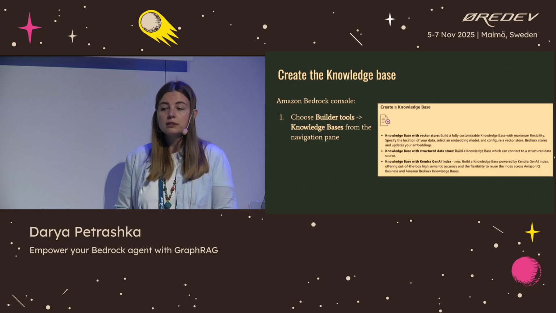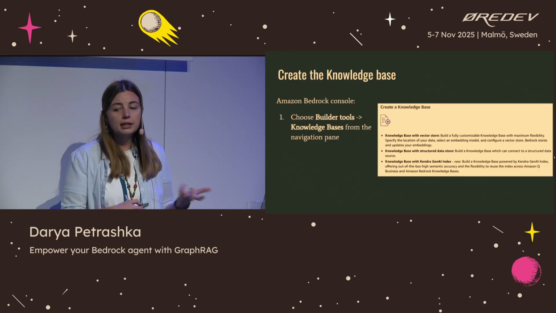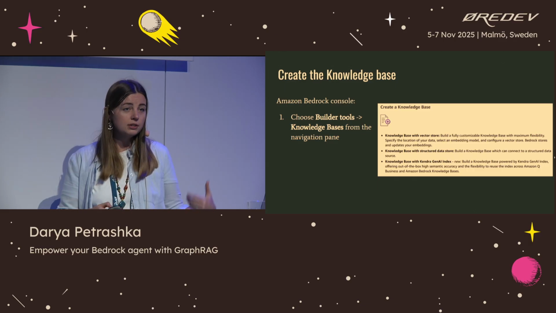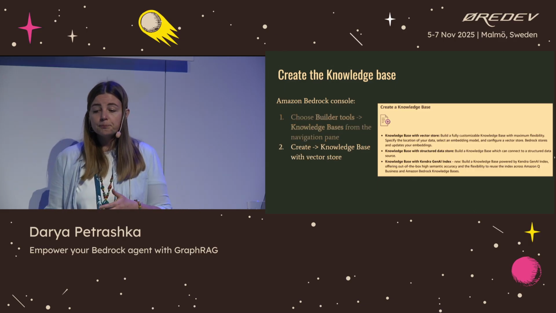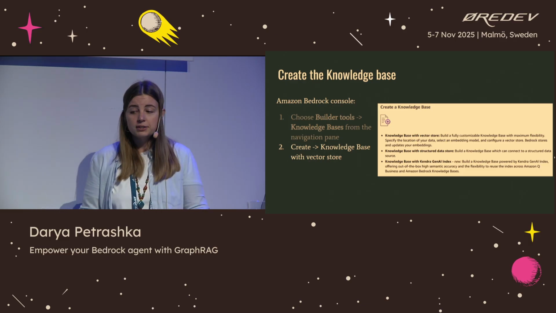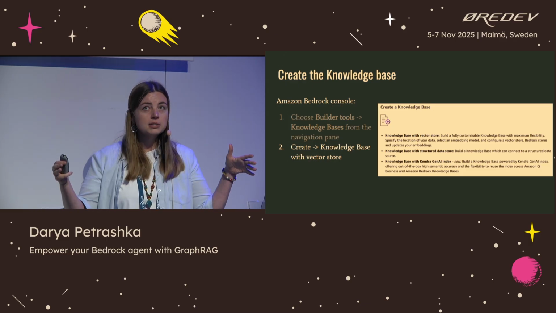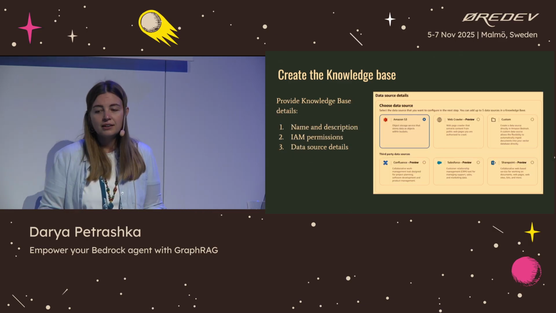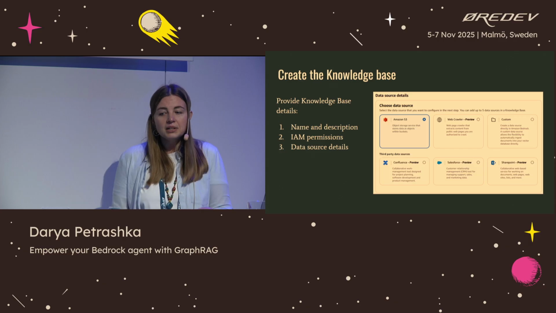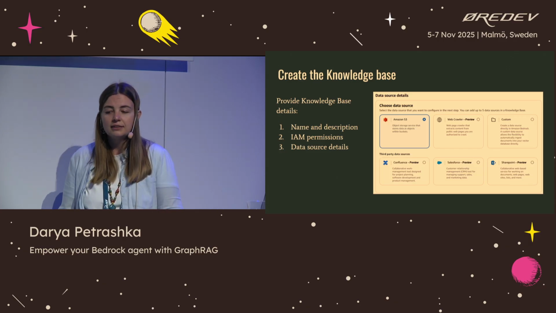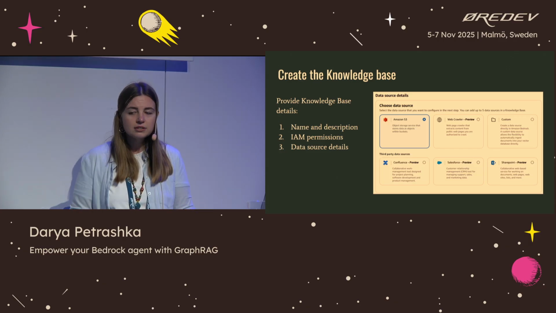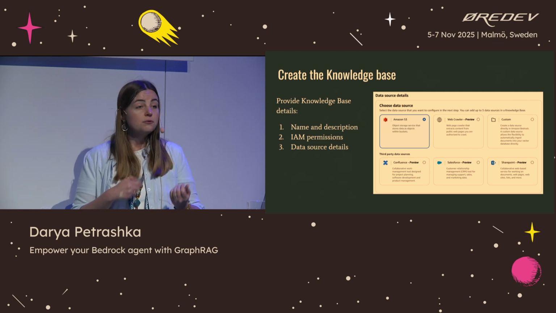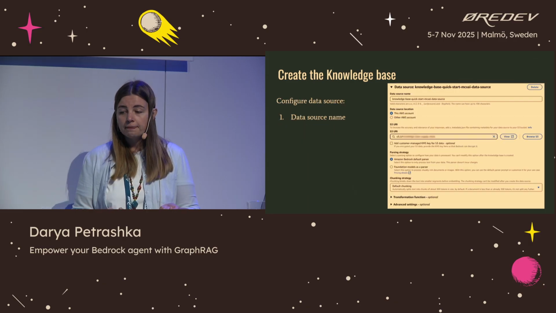If we want to create a knowledge base, we go again to the Amazon Bedrock console, choose Builder Tools, Knowledge Bases from the navigation pane, and create a knowledge base with a vector store. Basically, now it's an umbrella of different types of knowledge bases. Then we have to provide knowledge base details like name, description, permissions, all that stuff, before we can jump into configuring our data source.